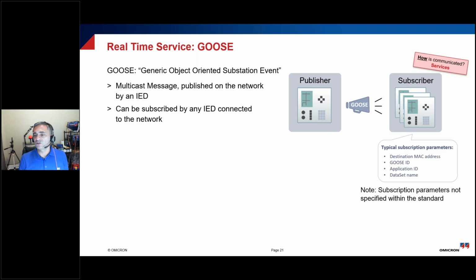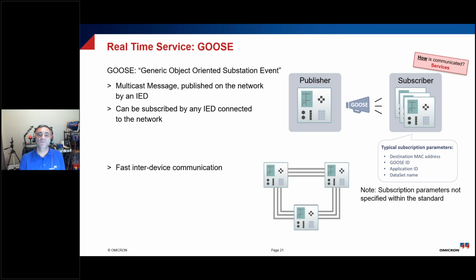And that transmission has information to describe it uniquely on the network, and the devices that want to listen to that message would look at this information, something called the destination MAC, GOOSE ID, data set name, things of that nature, to uniquely identify that message from other messages that are on the network.